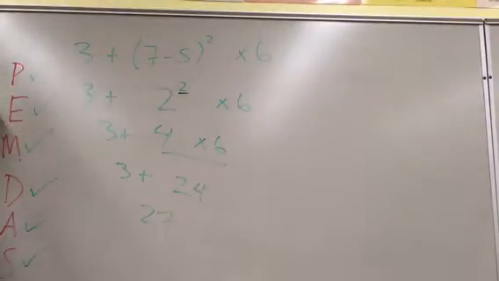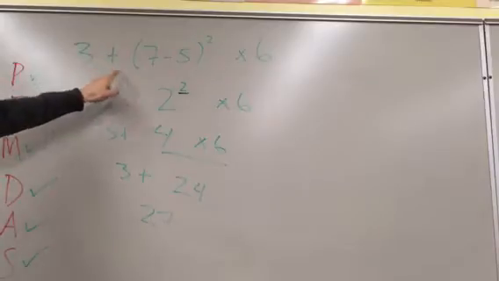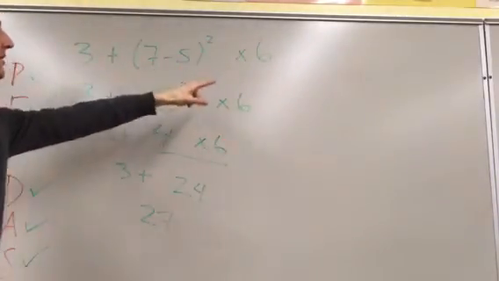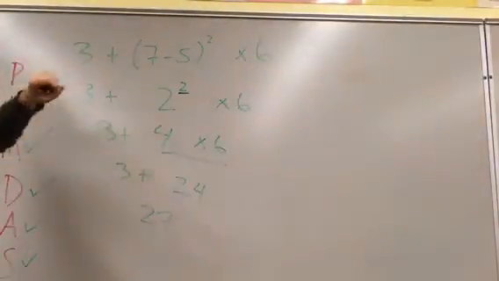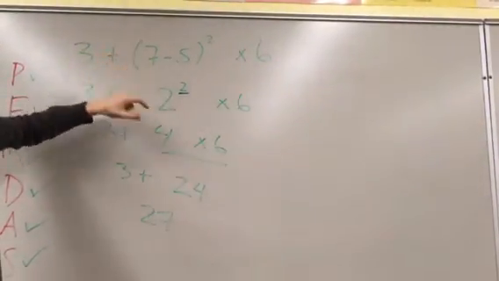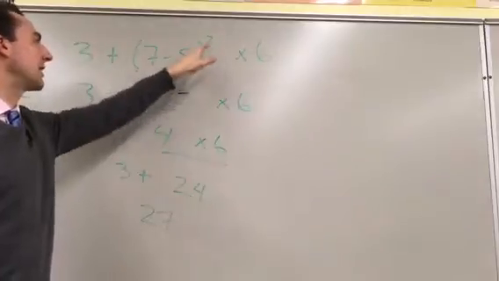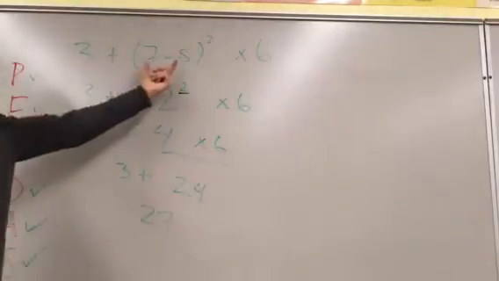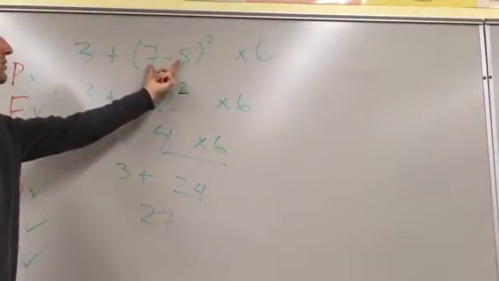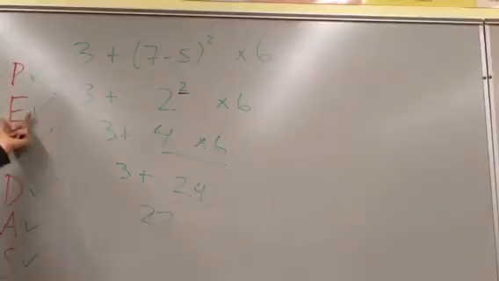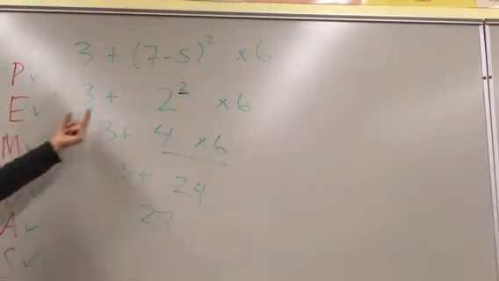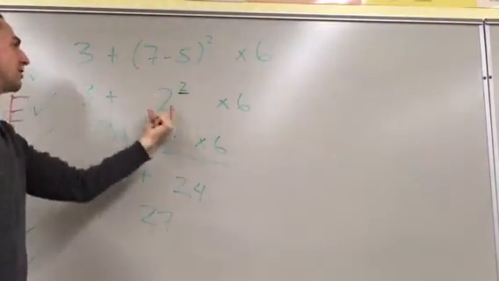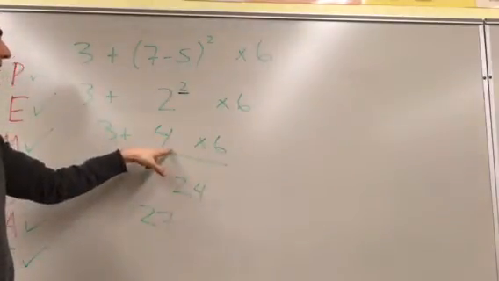So here we have used PEMDAS, order of operations, in order to figure out how to simplify 3 plus 7 minus 5 squared times 6. There are some people who want to do something with the 3 in the beginning. There are some people who want to do 5 squared at the beginning. But PEMDAS said no. Start inside the parentheses and do 7 minus 5. Get 2. Then simplify with the exponent. So this amount squared: 2 squared, 4.